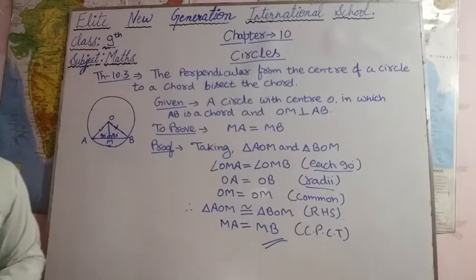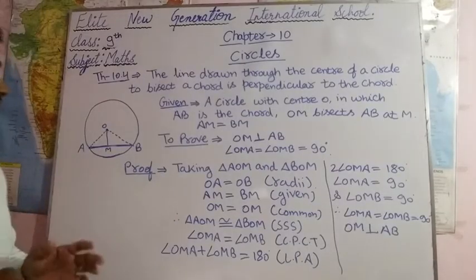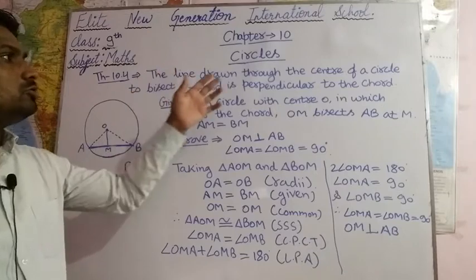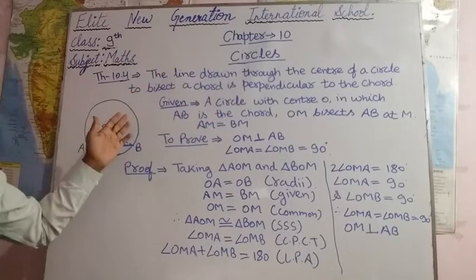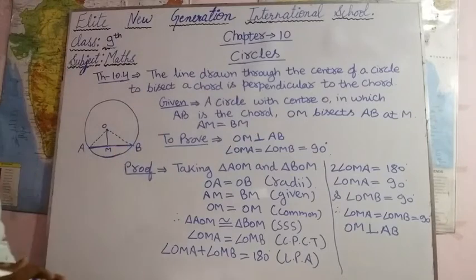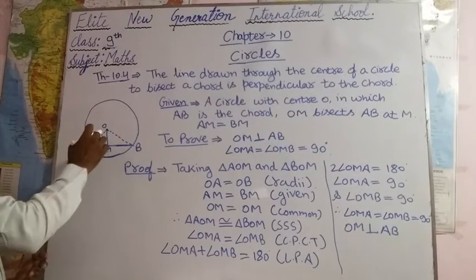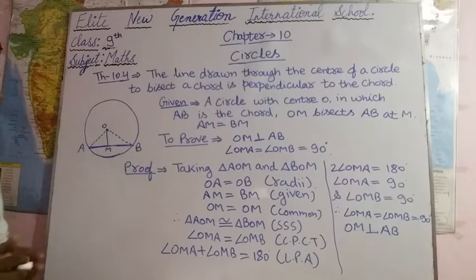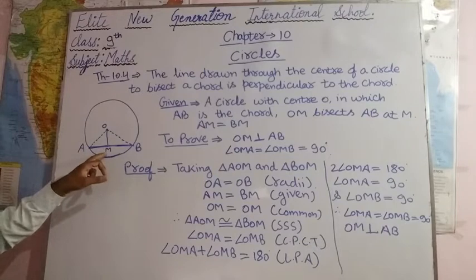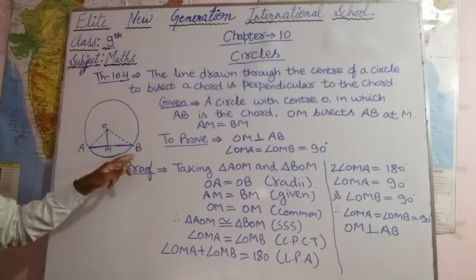So after this, see theorem 10.4. In theorem 10.4, the line drawn through the center of a circle to bisect a chord is perpendicular to the chord. That means if in a circle we have center O, and AB is the chord and OM bisects AB at point M, then we have to prove that OM is perpendicular to AB.